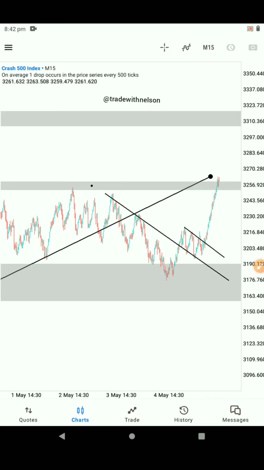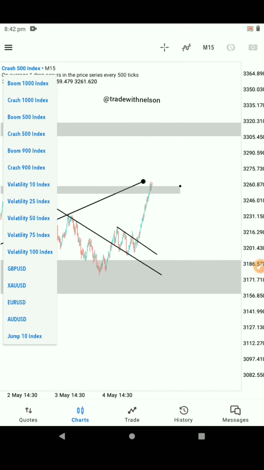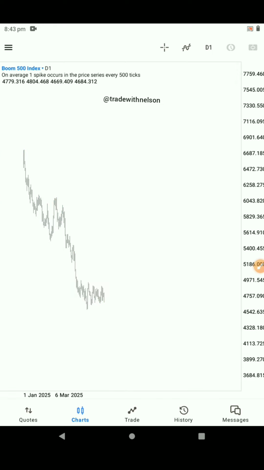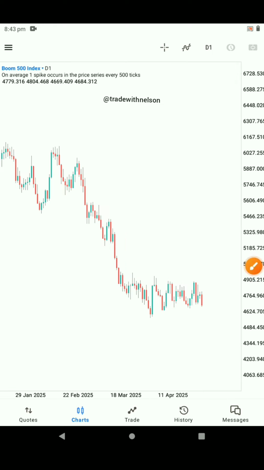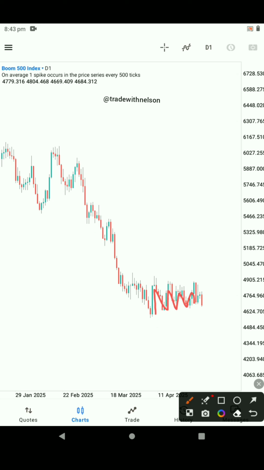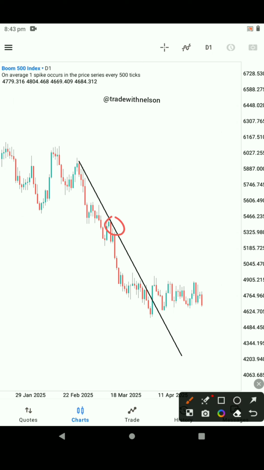So let's go to the boom 500 and let me show you the top-down analysis for that also. So first thing we do is to go to our daily time frame. You can see the market is also in a downtrend, but for a while now it has been consolidating since March. You can draw out the trend line. Trend line is the first thing you look for. You will look for two clear levels where the market can retest. You have it here, 1, 2.